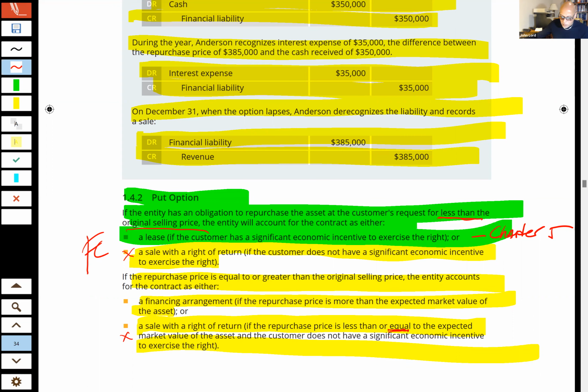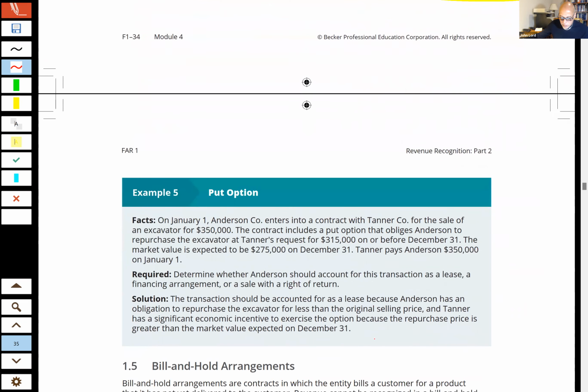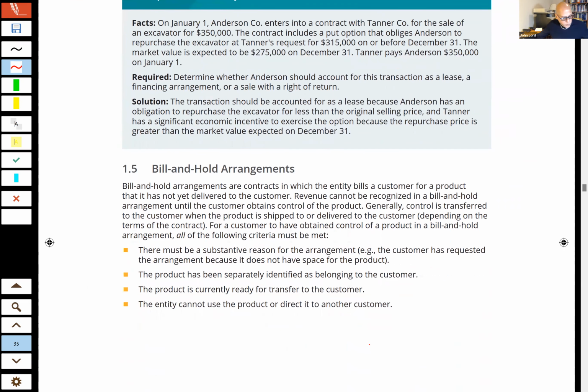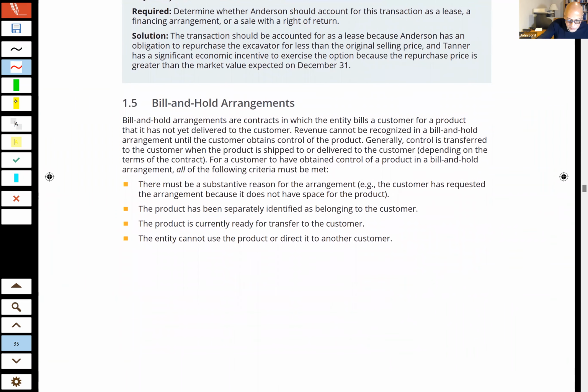Okay, let's take a look at bill and hold arrangements. With bill and hold arrangements, basically what's happening here is we're holding something that we have sold as an accommodation for the customer. So the customer could have taken control of that asset. We performed on the contract. We'll be able to take the revenue if we're just holding it for them as an accommodation.